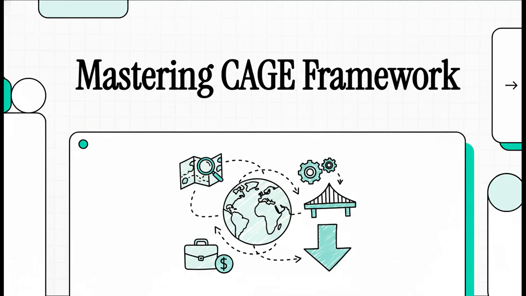All right, today we're going to really sharpen our strategic toolkit. We're diving deep into something called the CAGE framework. And why should you care? Well, because if you're still just looking at miles on a map to figure out global business, you're missing the whole picture. Let's get into it.